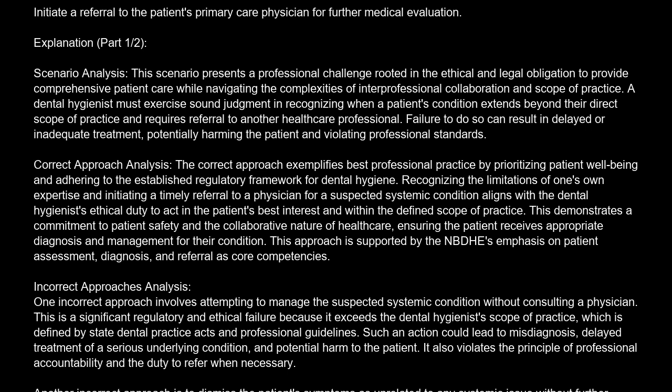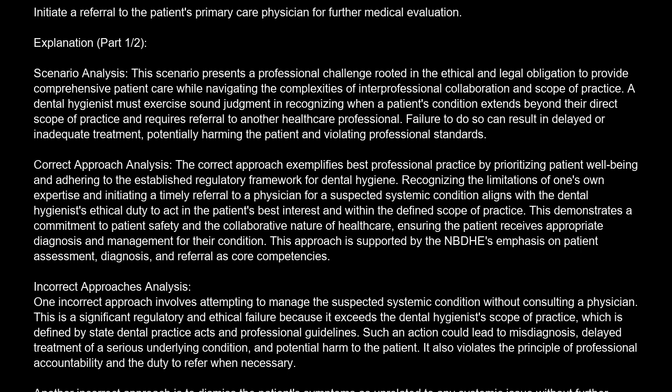care while navigating the complexities of interprofessional collaboration and scope of practice. A dental hygienist must exercise sound judgment in recognizing when a patient's condition extends beyond their direct scope of practice and requires referral to another healthcare professional. Failure to do so can result in delayed or inadequate treatment, potentially harming the patient and violating professional standards.